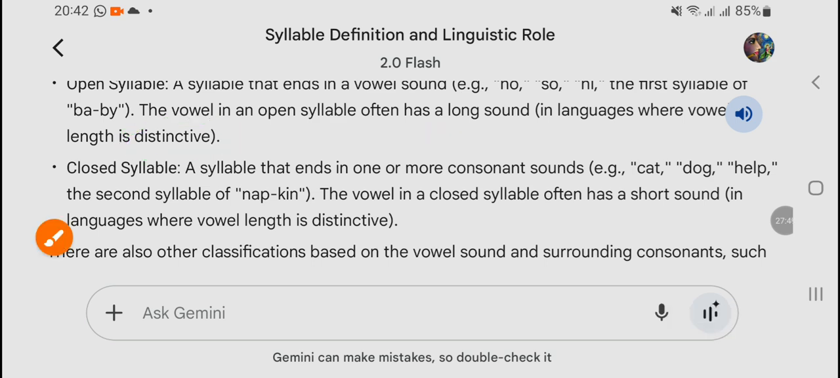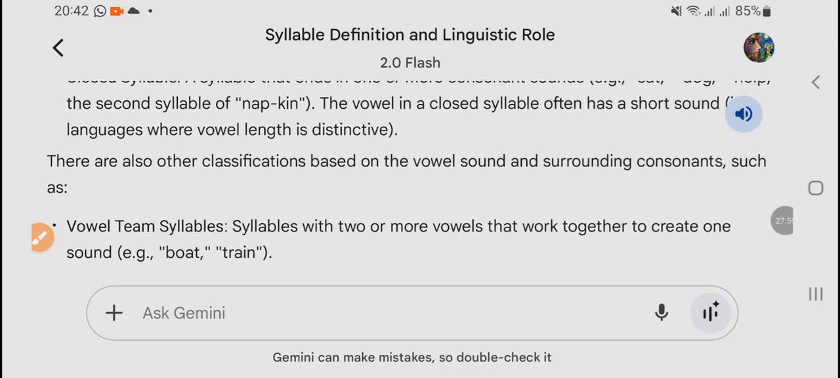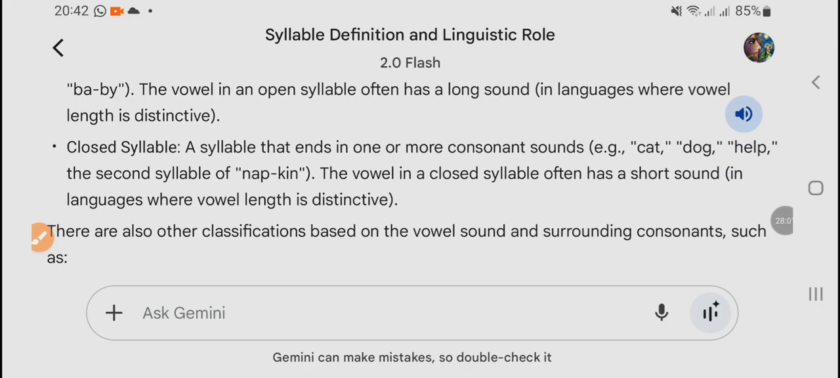Okay, now closed syllable: a syllable that ends in one or more consonant sounds. One or more consonant sounds. Examples: cat, dog, help.